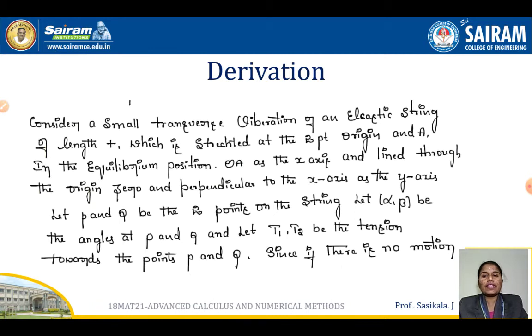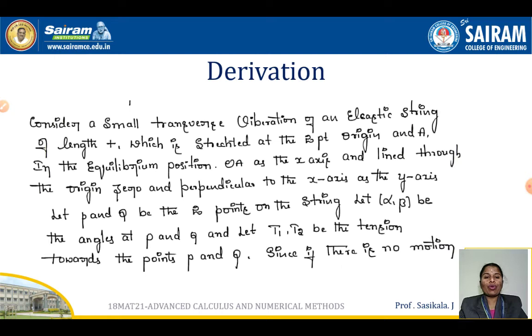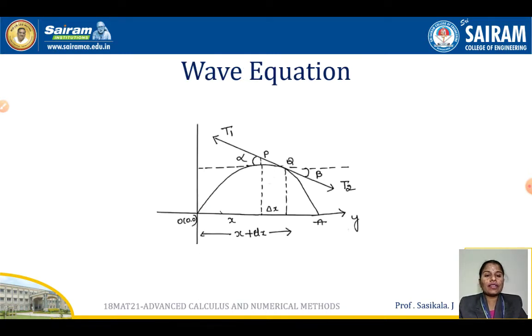Just consider small transverse vibrations of an elastic string. You can consider it like a rubber band. If you give a little motion here, you will get vibrations. The string is stretched between two points, the origin O and A, in the equilibrium position, with OA as the x-axis and the line through the origin perpendicular to the x-axis as the y-axis.